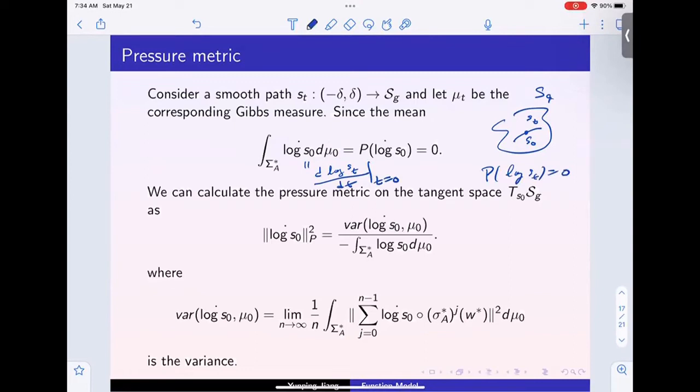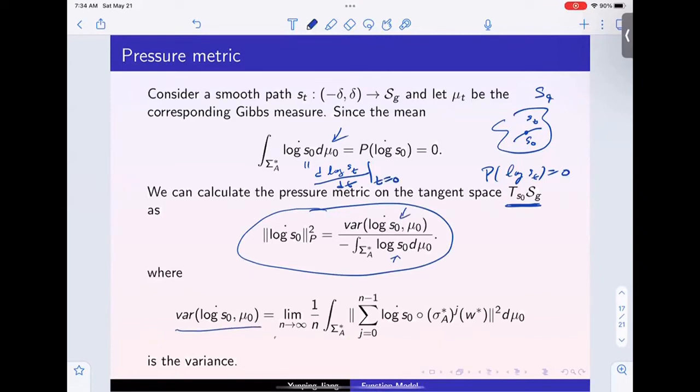But the derivative equals the mean actually. So actually it is a mean, and since the mean is 0, we can calculate the pressure metric on the tangent space of the Teichmüller space with this formula. So you take this log here, and that's a variation. You just calculate it like this, called a variation.